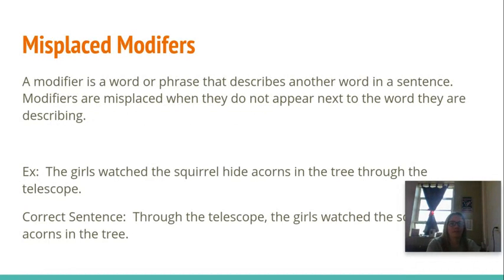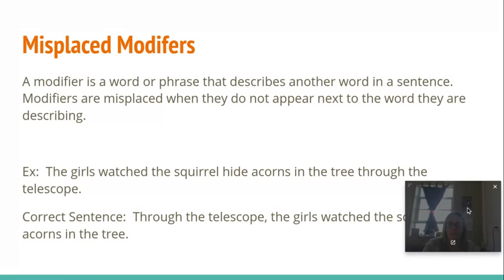Misplaced modifiers. A modifier is a word or phrase that describes another word in a sentence. Modifiers are misplaced when they do not appear next to the word they are describing. Going back to that little funny, students cook and serve grandparents. That's a misplaced modifier. So some examples are, the girls watched the squirrel hide acorns in the tree through the telescope.